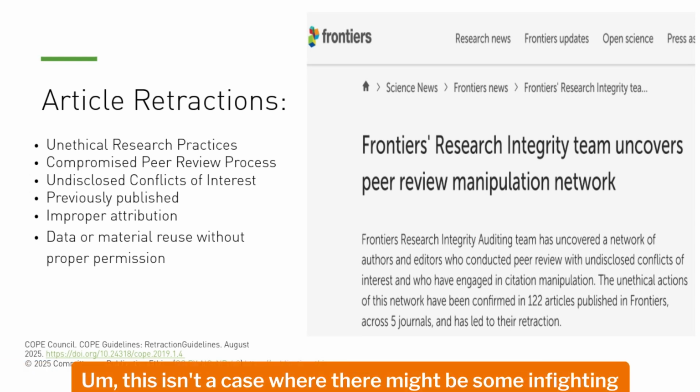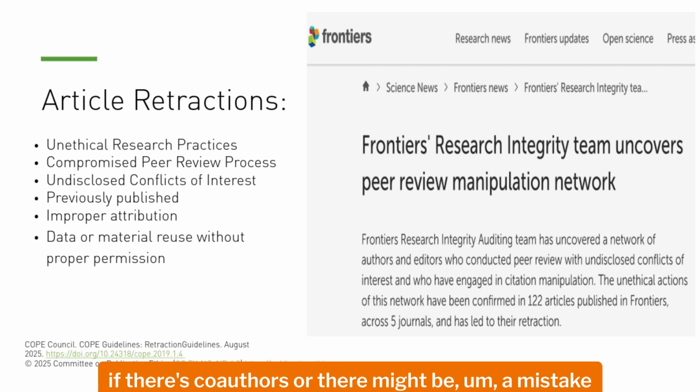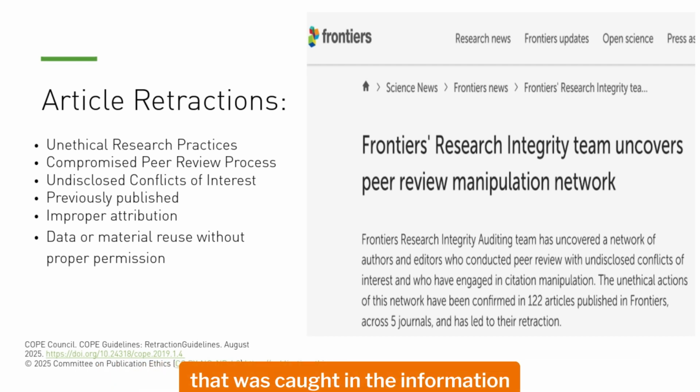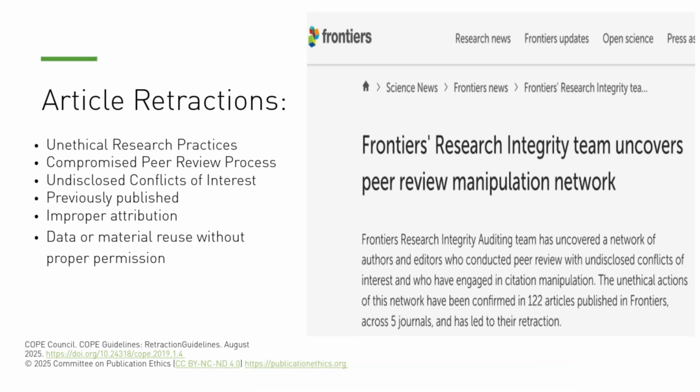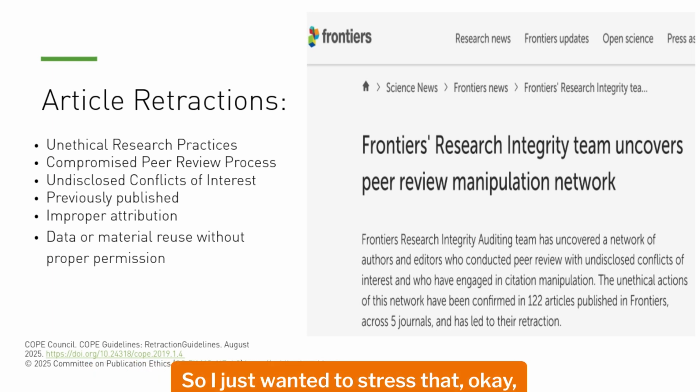This is in a case where there might be some infighting if there's co-authors, or there might be a mistake that was caught in the information or the interpretation of the data. And so there might be a recall of that particular version. But article retractions are very common and they're normal. So I just wanted to stress that.